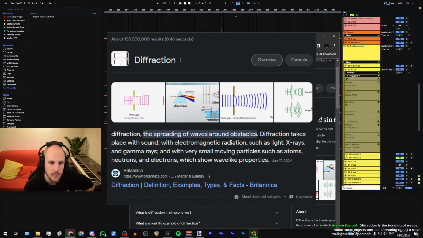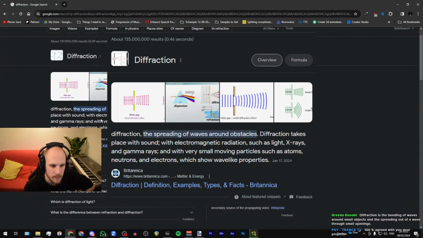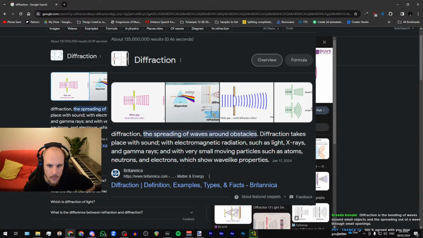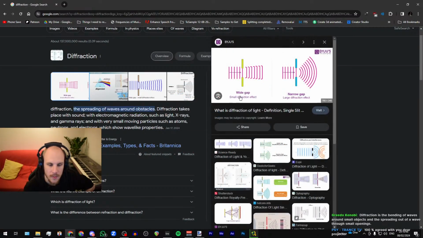Diffraction, the spreading of waves around obstacles. Diffraction takes place with sound, with electromagnetic radiation, such as light, X-rays, and gamma rays, and with very small moving particles such as atoms, neutrons, and electrons, which show wave-like properties. It's dependent on the size of the gap.